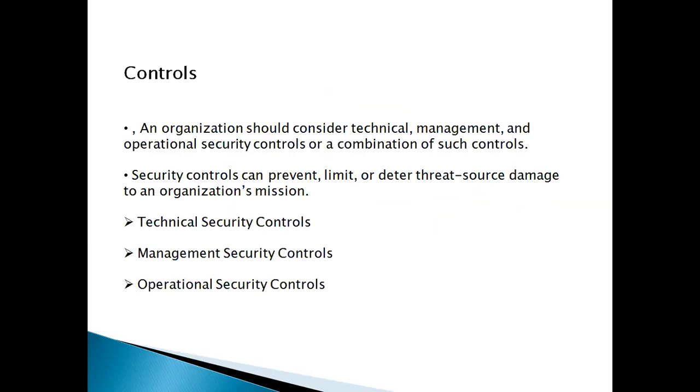Now comes to controls. In implementing recommended controls to mitigate risk, an organization should consider technical, management and operational security controls, or a combination of such controls, to maximize the effectiveness of controls for their IT systems and organization. Security controls, when used appropriately, can prevent, limit, or deter threat sources damage to an organization's mission. So there are three types of controls: technical security controls, management security controls, and operational security controls, which we will discuss in next slide.